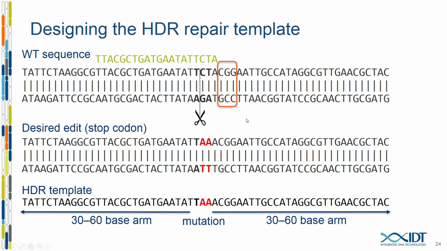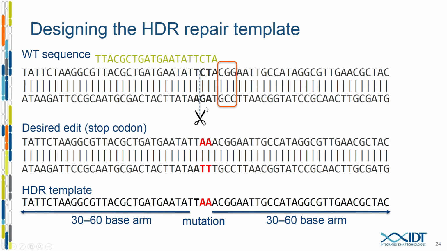And the thing that makes this really easy is the HDR template should simply be the desired mutation in the sequence that you'd like to have at the end. So in this case, I can quite literally copy the sequence from what I want as my desired end product. And in this case, order this as a single-stranded oligonucleotide with 30 to 60 bases upstream and 30 to 60 bases downstream, and my desired mutation. I'm showing just one strand here, but both strands could be tested. And as we saw from site to site, sometimes the sense or the antisense strand will work better.